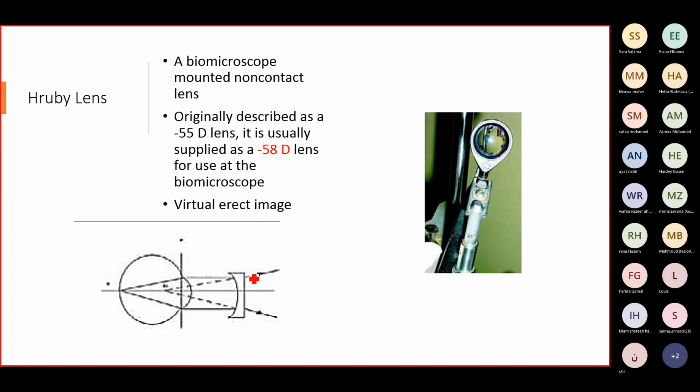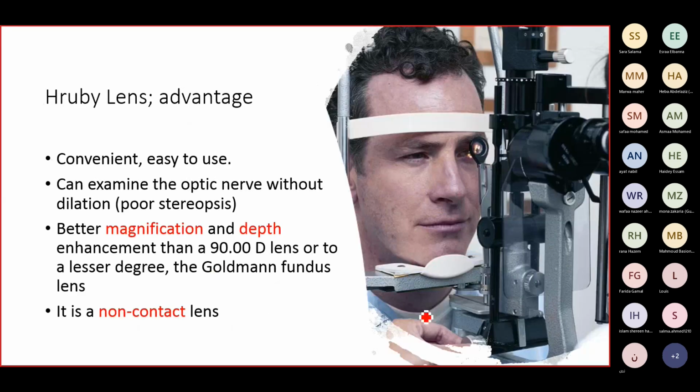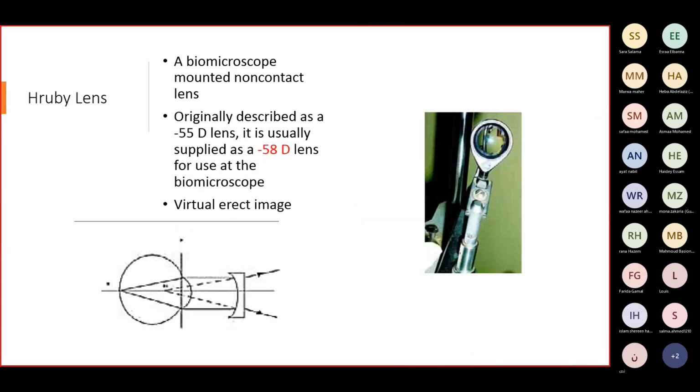Virtual means that you cannot focus it on a piece of paper or something like this, okay? Because the light is divergent and you see the image here. You cannot focus it here, okay? So it's mounted on the slit lamp like that, okay? And you use it. It has a small handle here that you can use to bring it closer or further away from the eye.